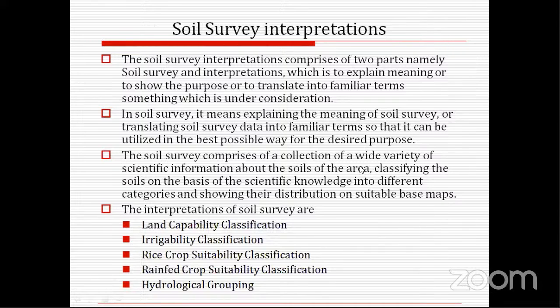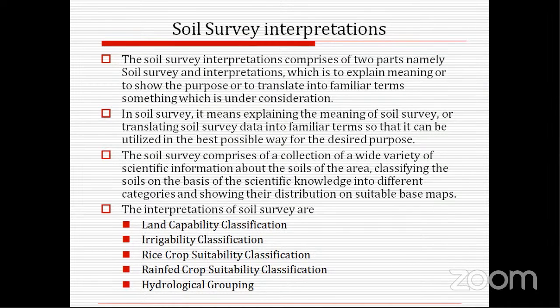Students, soil survey interpretations comprise two things: one is our soil survey, and another is our interpretations. We have a wide collection of scientific data, in all categories. We will draw the map of that particular area, and the present trend is digital mapping. So we go for digital mapping and get all the data. Now we have to classify or interpret: how should we use such soil survey data?